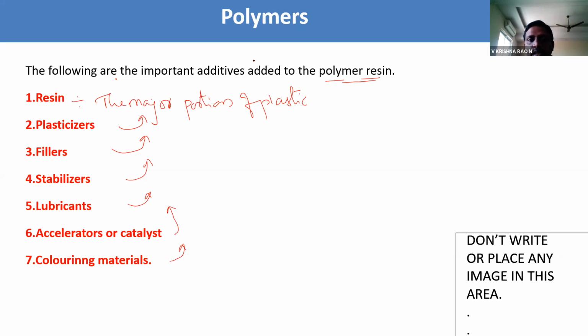Already you know that resins are of two types: thermoplastic resin and thermosetting resin. Here, resins form the major portion of the plastics.